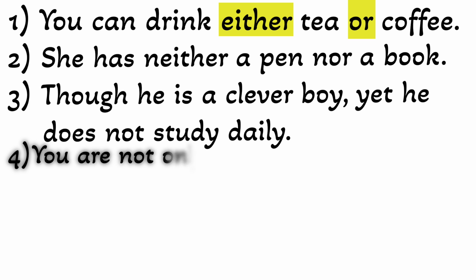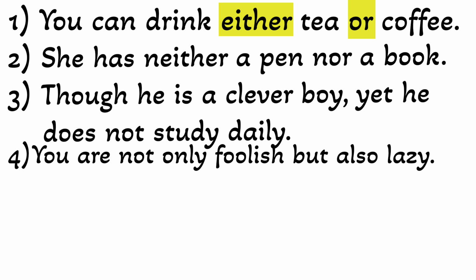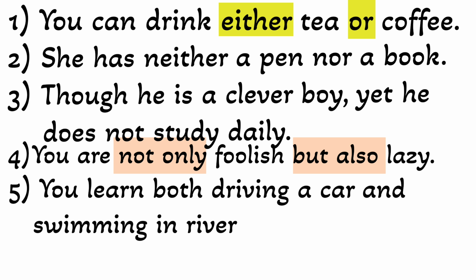You are not only foolish but also lazy. In this sentence, not only and but also, these are the correlative conjunctions. You learn both driving a car and swimming in a river. Both and, this is the correlative conjunction.